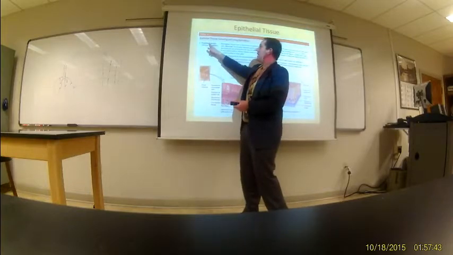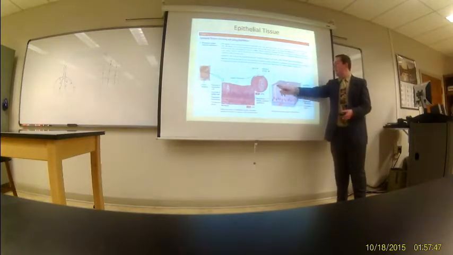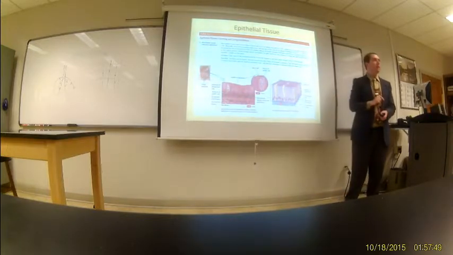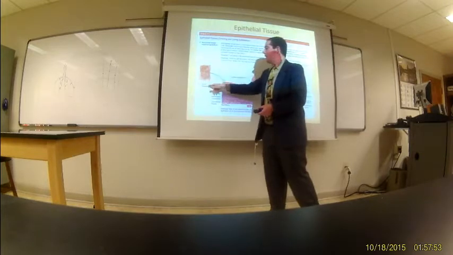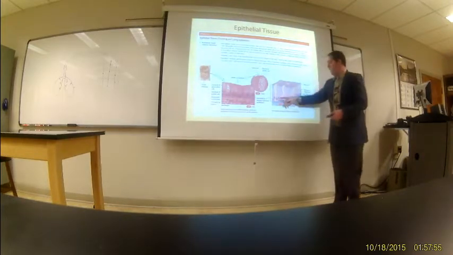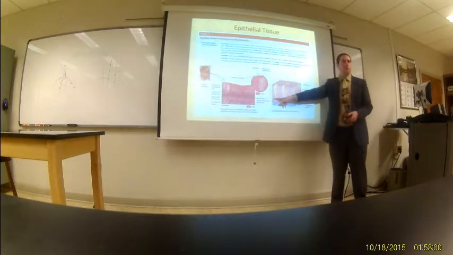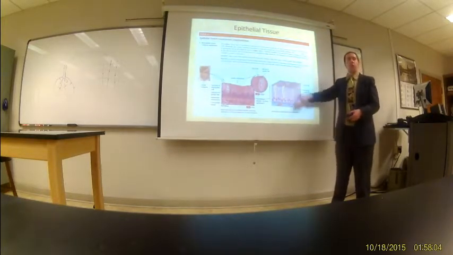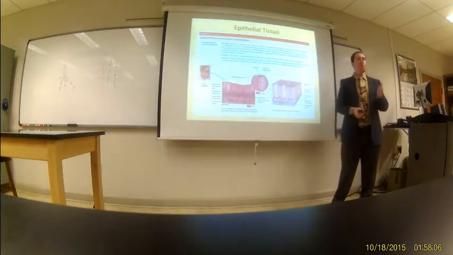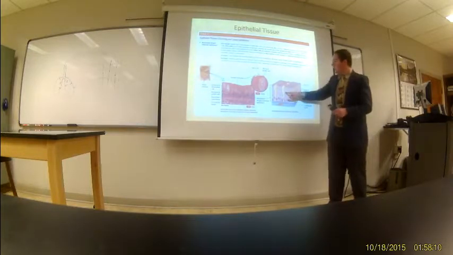So this is a non-ciliated simple columnar. So this one, instead of having cilia, has microvilli. This is coming from the lining of the intestine again. And so it's a single layer of cells. All right, they all touch the top and the bottom, and they're very tall and skinny cells. And so it is simple columnar.